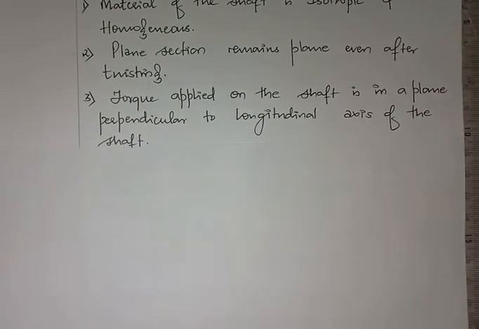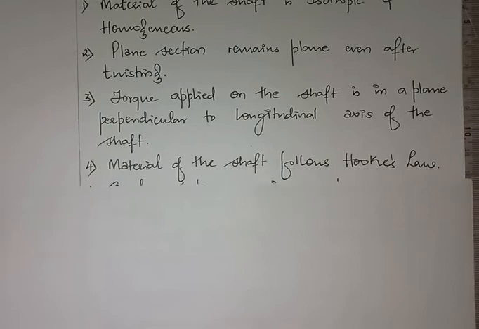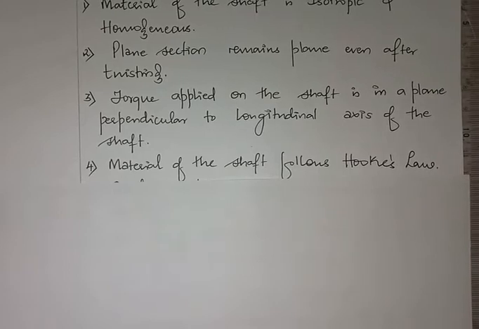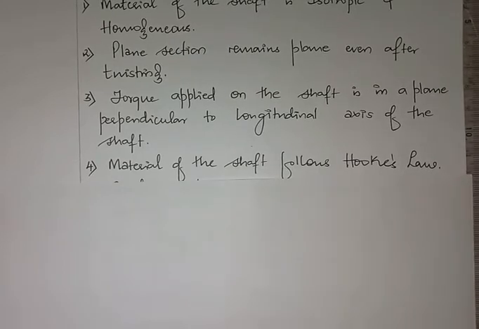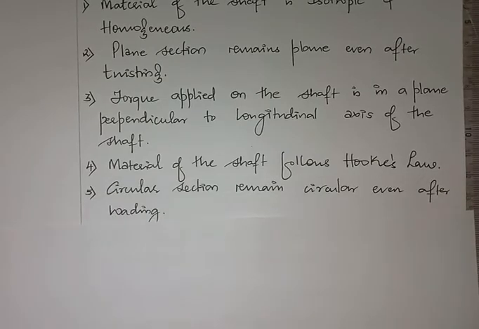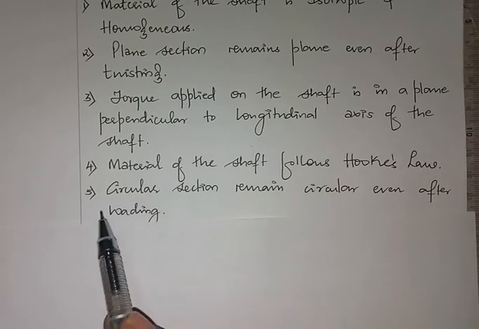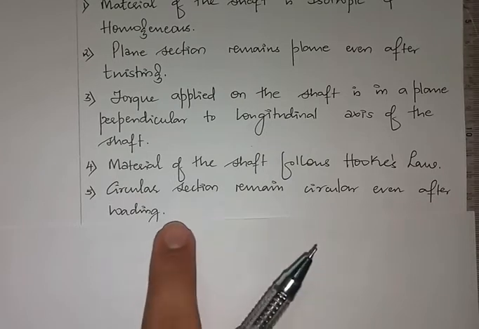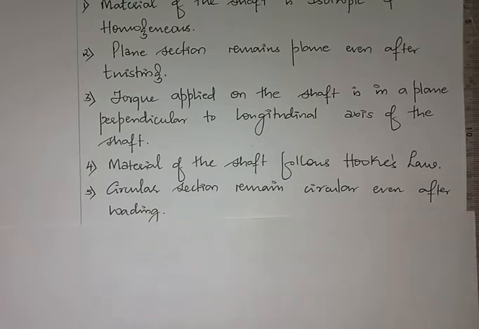Next, the fourth assumption here is the material of the shaft follows Hooke's law. So it stays within the elastic limit and follows Hooke's law. Fifth assumption: circular section remains circular even after loading. The fifth and second assumptions can be combined. The second assumption says the cross section plane remains plane even after twisting, it will not distort. And here the shape of the disc will remain circular itself, it will not distort even after loading or twisting.